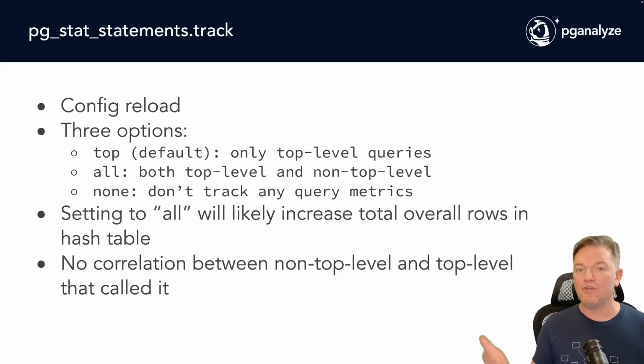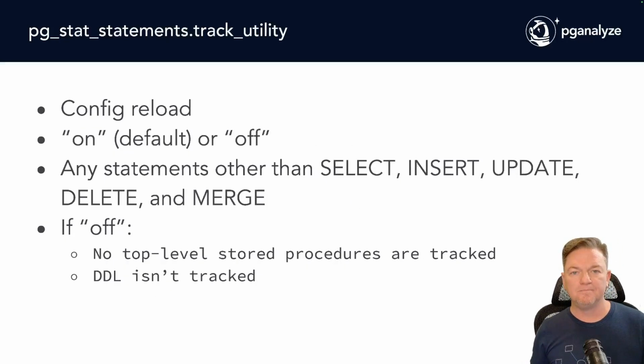And this is actually a good shortcut if something is going on and pg_stat_statements might be causing locking issues because there's so much churn. You can quickly change this to none with a reload to stop tracking for a period of time. Setting to all will likely increase the number of rows, which makes sense. And remember, if you do track all, there is no correlation between the non-top level queries and the top level function that called them. Just something to remember.